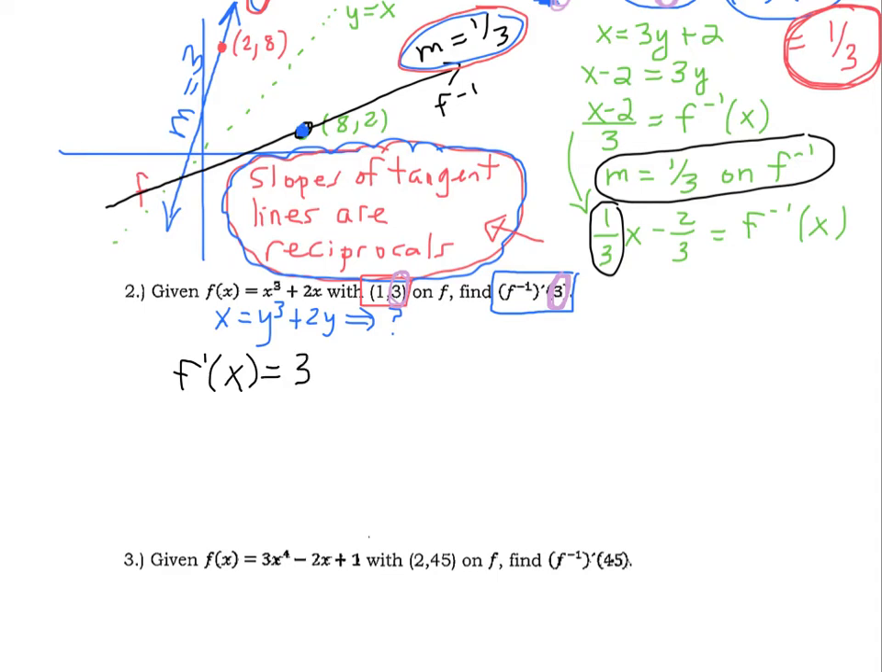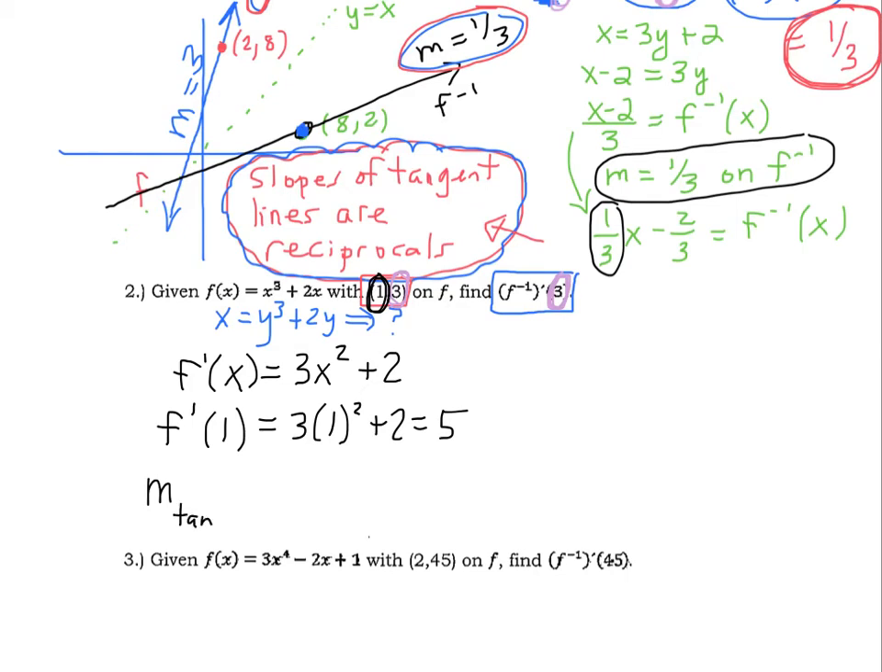So find your derivative, f prime of x. That's 3x squared plus 2. Pretty simple derivative there. If we can find the slope of the tangent line at 1, and I'm picking 1 because that is my x value here, if I put 1 in there, I'm going to get 5. So what this is suggesting is that the slope of the tangent at x equals 1 on f is 5.